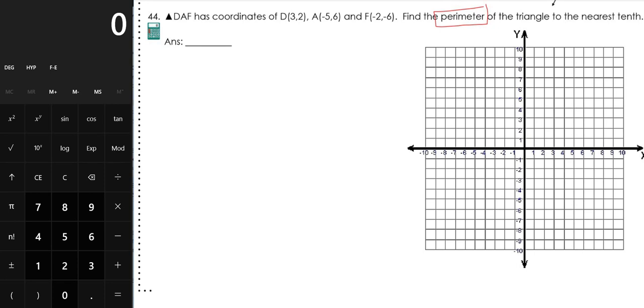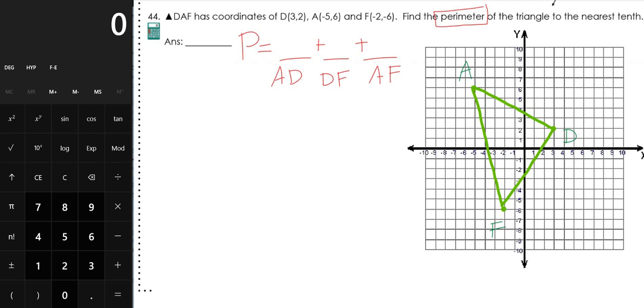So D is at 3, 2. A is at negative 5, 6. And then F is at negative 2, negative 6. Okay. I'm going to label these D, A, and F. And I'm going to connect them with a straight line. Okay, so if we want to find the perimeter, we need to add together all three side lengths. So you should have 1, 2, 3 side lengths ready to go. One of the sides will be AD. The next one could be DF. And the last one will be AF.